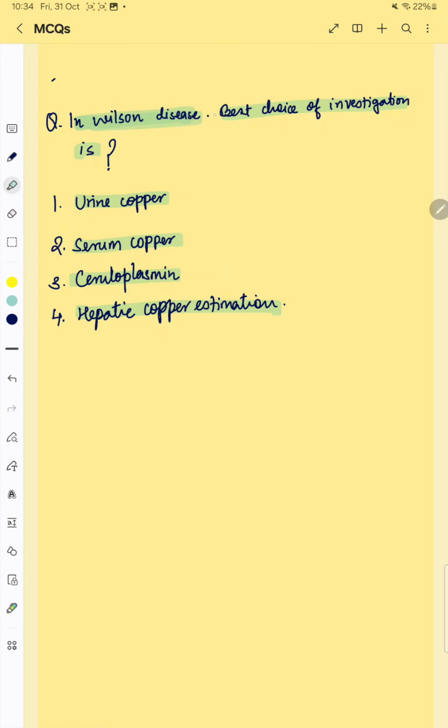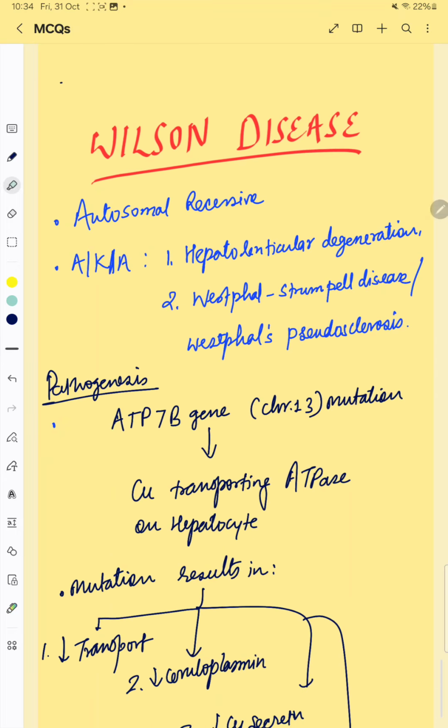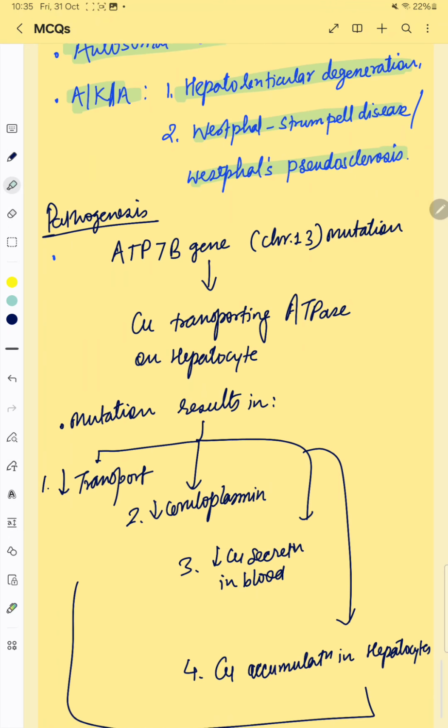In Wilson disease, the best choice of investigation is serum copper level, urine copper level, ceruloplasmin level in the serum, and hepatic copper estimation. So first we need to understand about Wilson disease. This is an autosomal recessive disorder, also known as hepatolenticular degeneration and historically known as Westphal-Strumpell disease or Westphal pseudosclerosis.